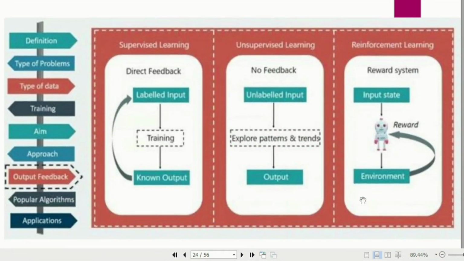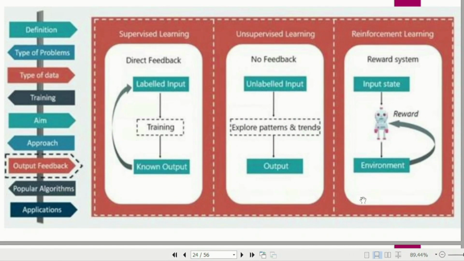Next slide, that is the output feedback. Now supervised learning is the direct feedback method. A known output is coming back to the labeled input. Number two, unsupervised learning, where unlabeled input is there. And in the third, the environment is rewarded or punished, so it will go again and again. A reward system is there, so reinforcement learning has the reward system.